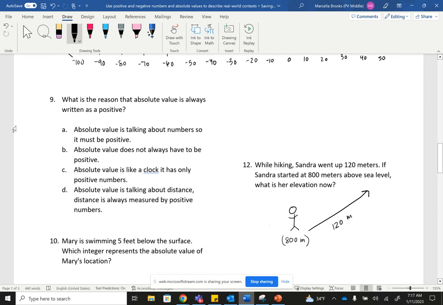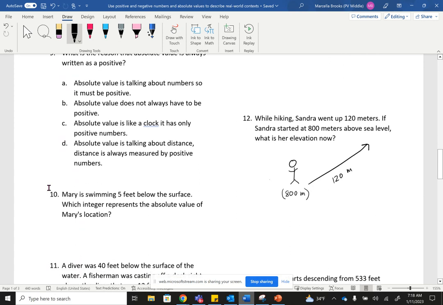Number 9. What is the reason that absolute value is always written as positive? This I've said probably 50 times since we started this unit. So here we go. Listen for the sentence that sounds familiar. A. Absolute value is talking about numbers, so it must be positive. B. Absolute value does not always have to be positive. C. Absolute value is like a clock. It only has positive numbers. Or D. Absolute value is talking about distance, and distance is always measured by positive numbers.